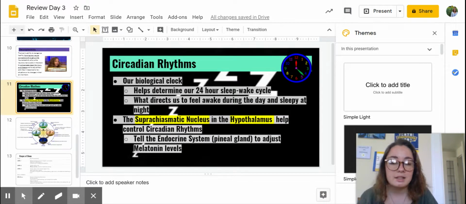So now let's quickly cover the basics of sleep. One good term to know is circadian rhythm. This is our biological clock. It's kind of our 24-25-hour sleep-wake cycle. And it's kind of the reason why we tend to feel awake during the day and sleepy at night, even if you are on kind of a funky work schedule or something like that.